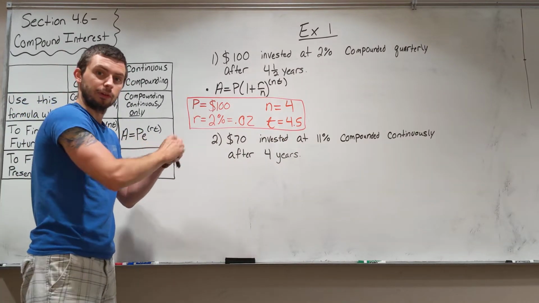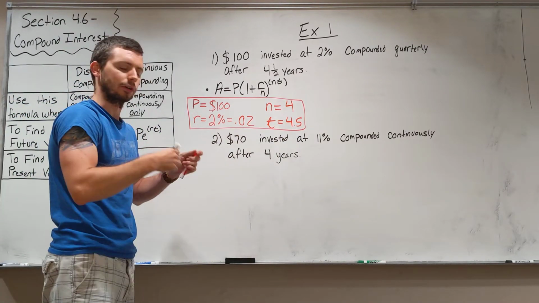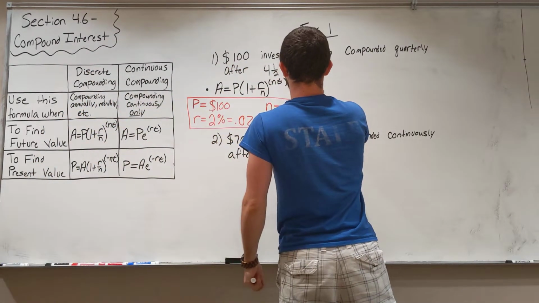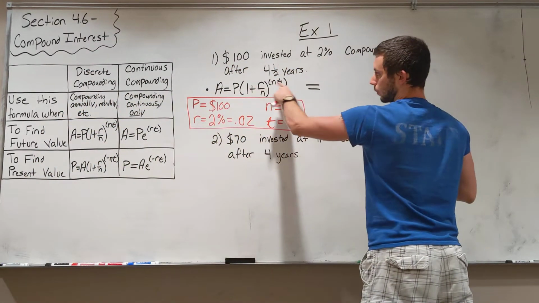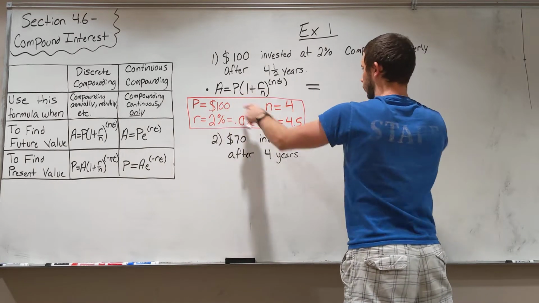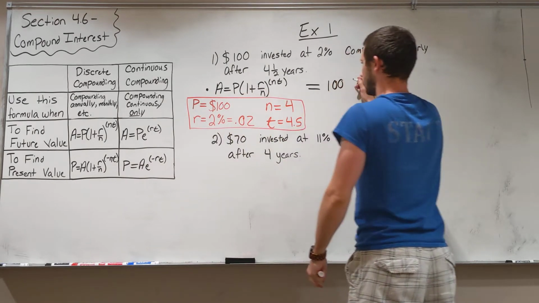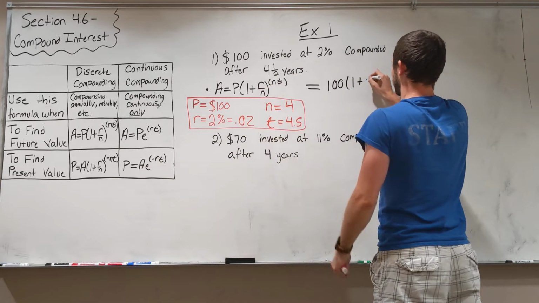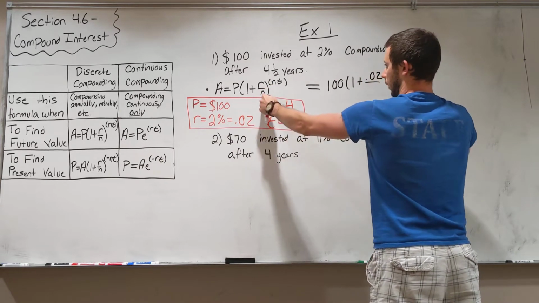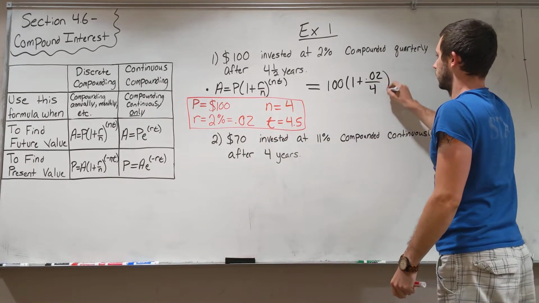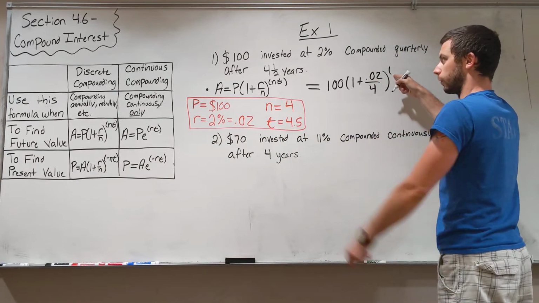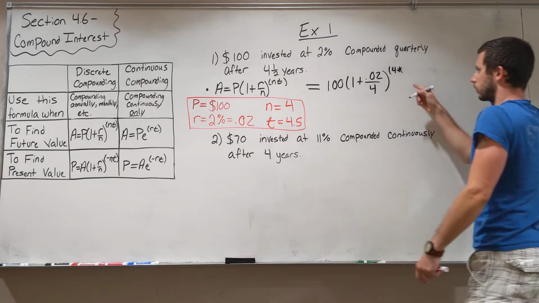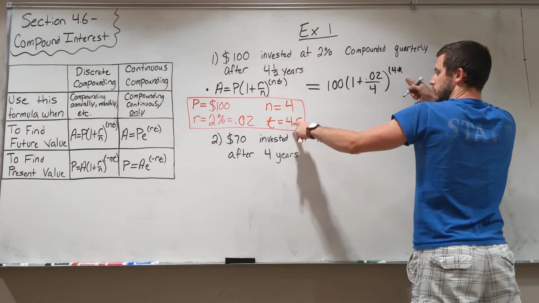And now that we know what the values should be, after converting them if need be, let's plug them in one by one. So P is 100. 1 plus the rate here, which is 0.02, divided by N, which is 4. All of that raised to the parenthesis N, which is 4, times T, which is 4.5.